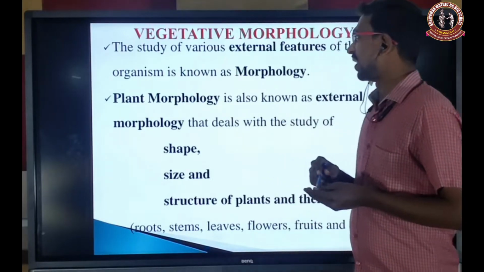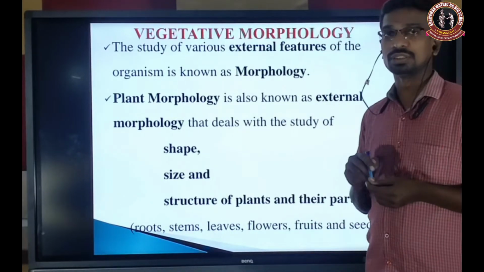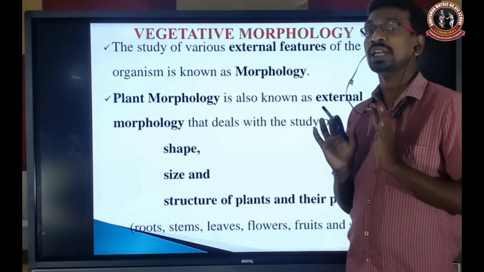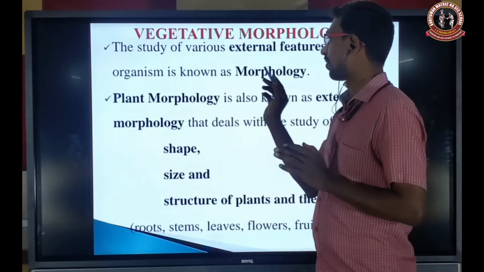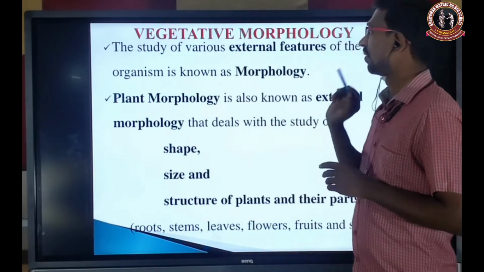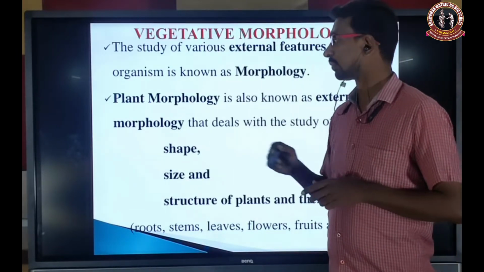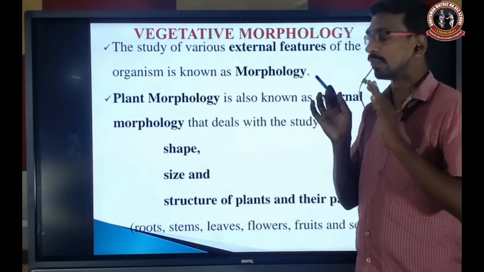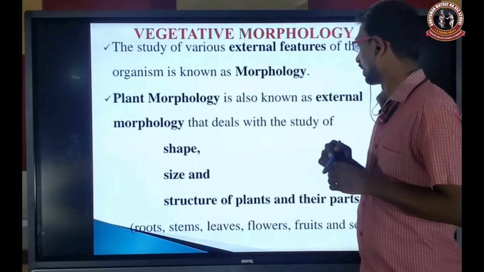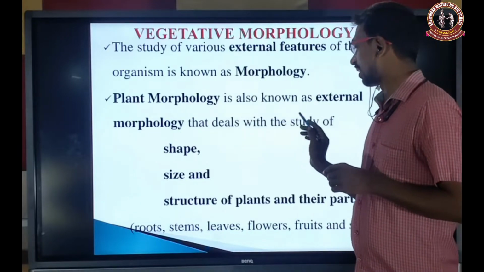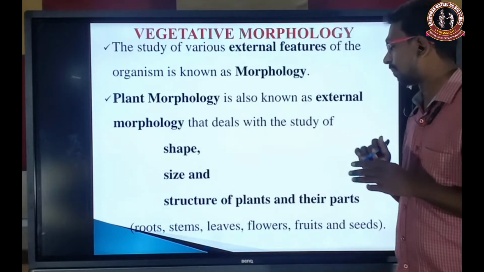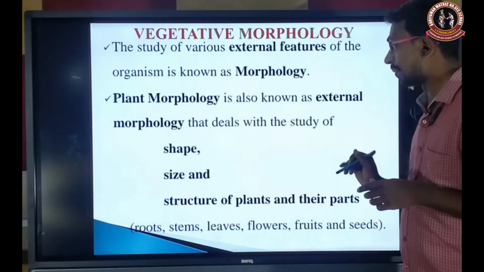The study of various external features of the organism is known as morphology. So first we want to know the meaning of the term morphology: various external features of the organism. So plant morphology is known as external morphology, that deals with the study of the shape, size and the structure of the plants and the parts.